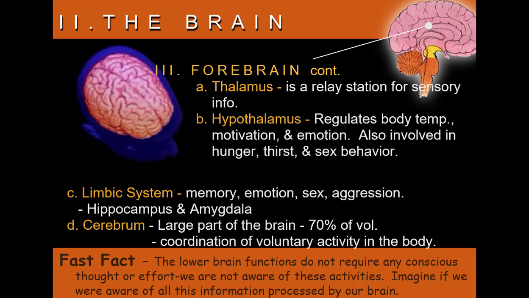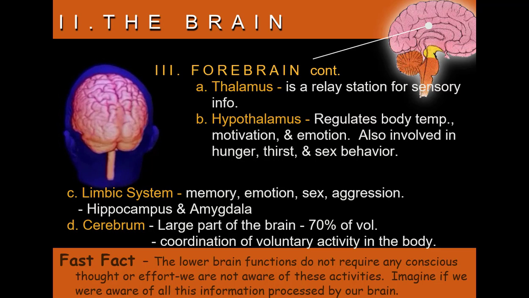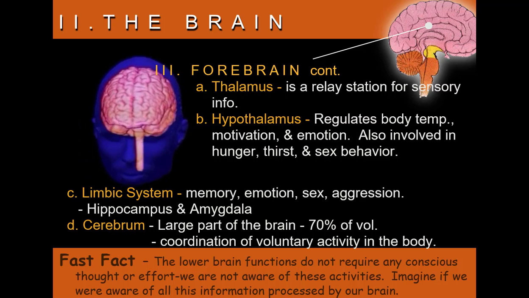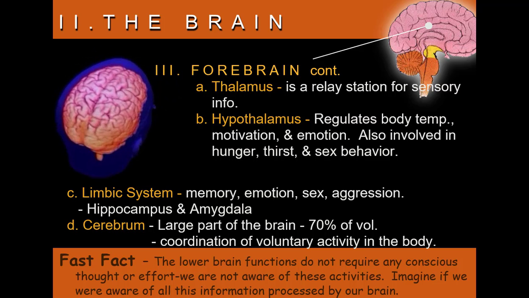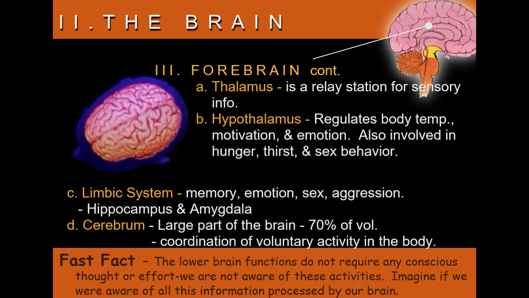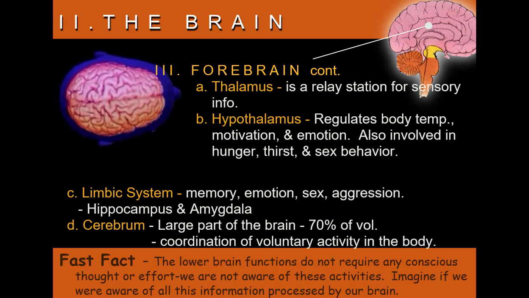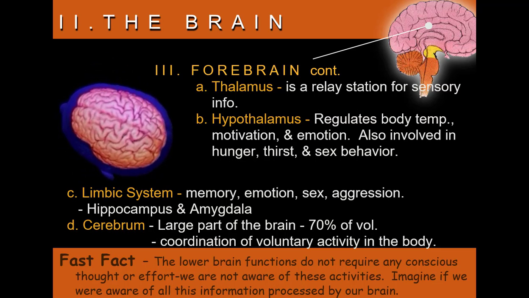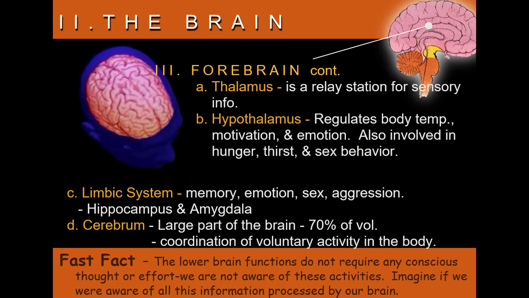The limbic system includes the hippocampus and amygdala, which are motivating areas which include memory, emotion, sex, and aggression. So your hippocampus is integral to long-term memory. Your amygdala is your emotional processing area. So amygdala is arousal, it's anger and aggression, and then your cerebrum is the outside of the brain, the large part of the brain, 70% of the volume, active in coordination and voluntary activity. So when I kick a ball, it is my cerebrum which extends those messages.